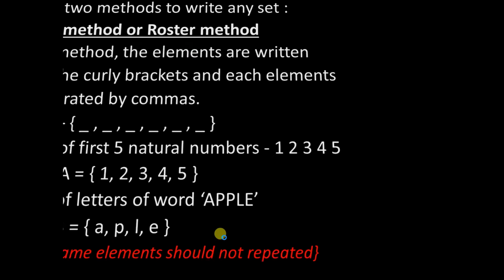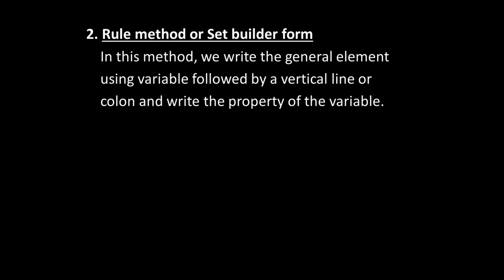Now let us have a look at the another method, which is known as the rule method or the set builder form. Now what is that? In this method we write the general element using a variable followed by the vertical line or colon and write the property of the variable. Basically here also our set starts with the curly bracket and ends with the curly bracket, but we have to consider a variable followed by the vertical line or the colon and write the property of that variable.